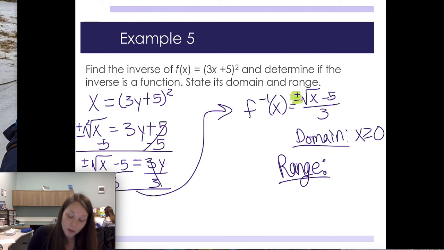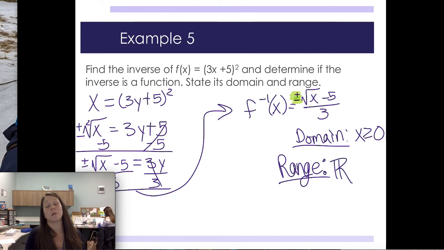My range on this one, because of the plus or minus sign in front of my square root, is actually going to also be all real numbers, because every time I plug in a value for x, I'll end up getting a positive and a negative version of that, and that's going to force this to span across both the positive and negative side of the y-axis.